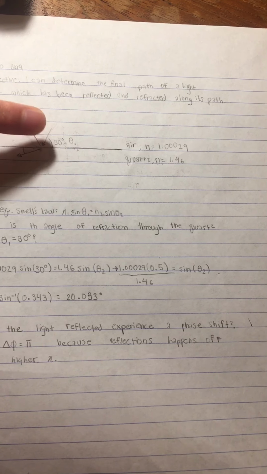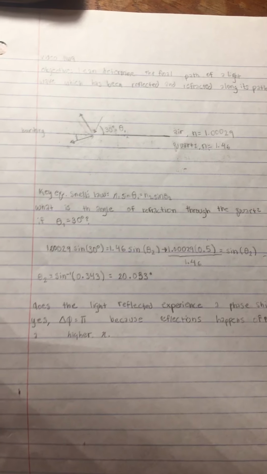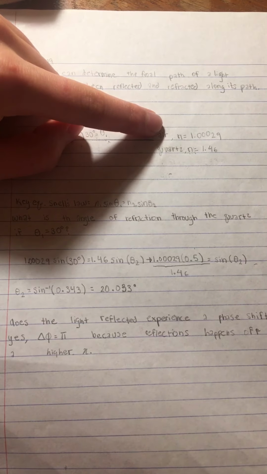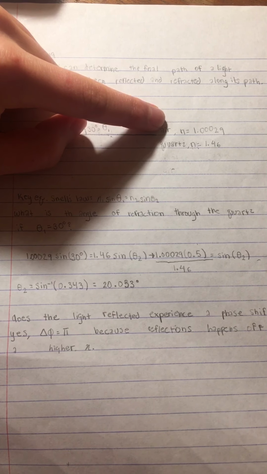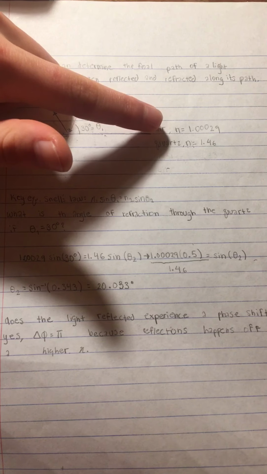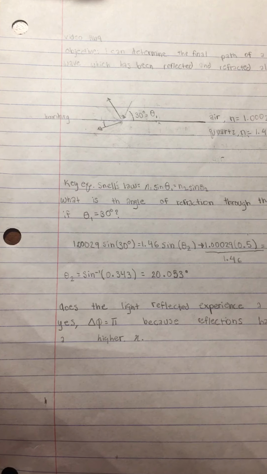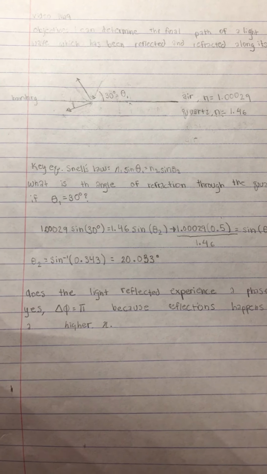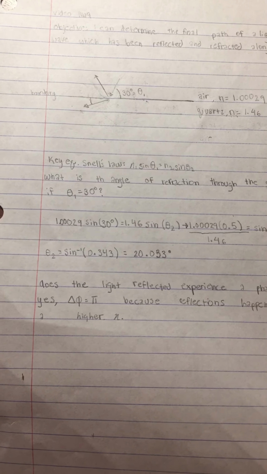and getting both refracted into quartz and then reflecting off the boundary here between air and quartz. So some things to keep in mind is that the index of refraction for air is 1.00029, and the index of refraction for quartz is 1.46. And our key equation here is Snell's law, which is n1 times sine of theta 1 equals n2 times sine of theta 2.